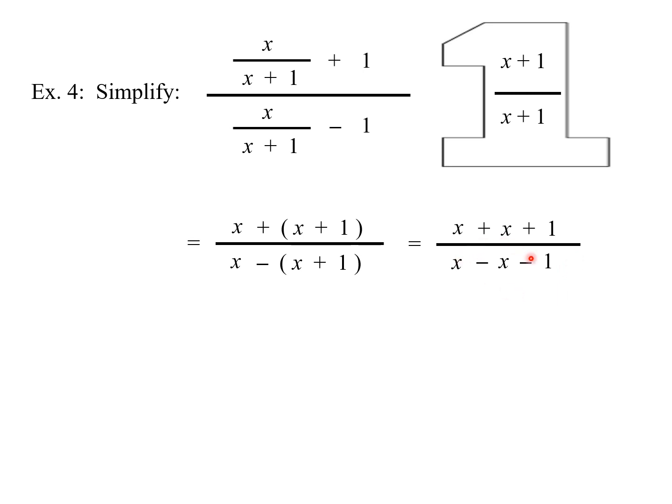All right, well now we can just simplify top and bottom. x plus 1 plus x is just 2x plus 1, and the denominator just becomes negative 1. Which we can simplify a little bit further: change the signs in the numerator, and negative 2x minus 1 is your answer.